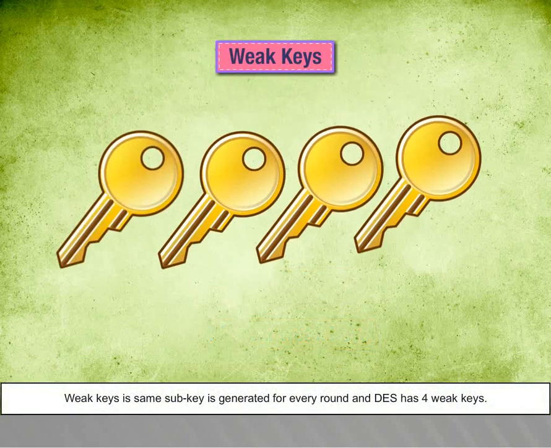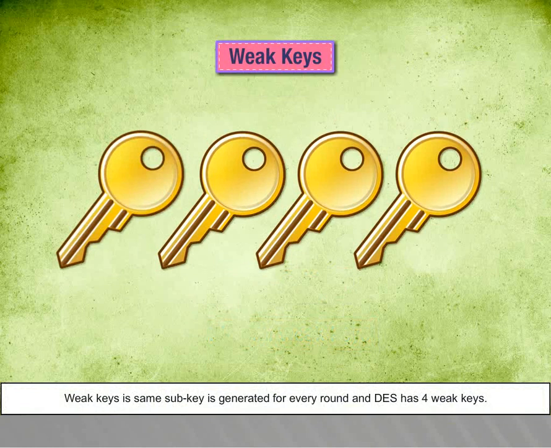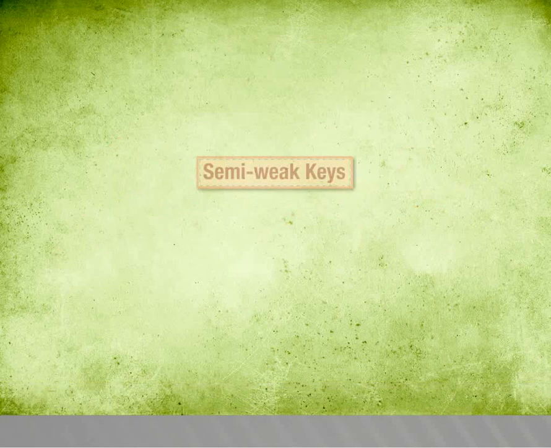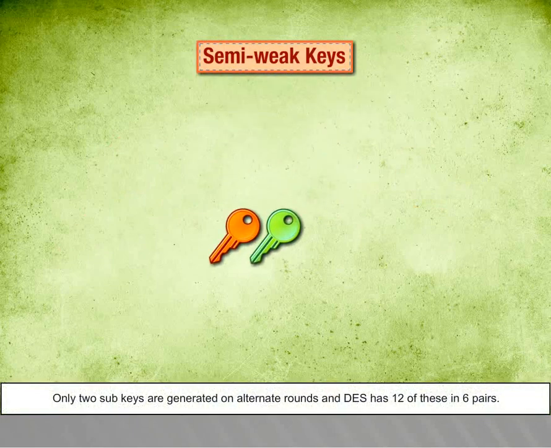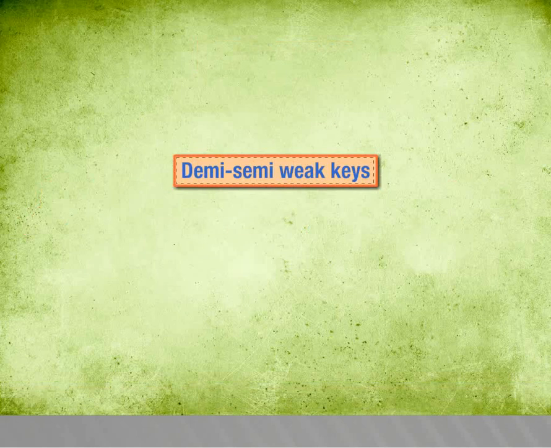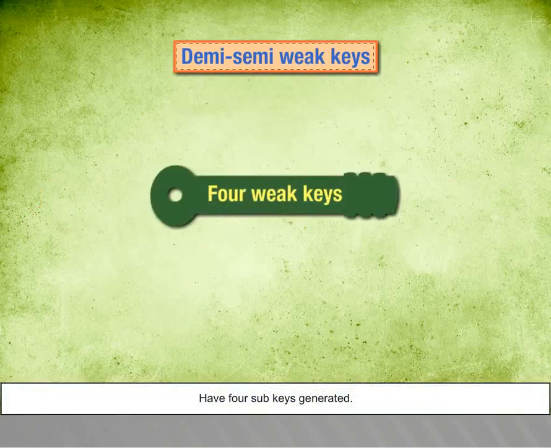Weak keys: the same subkey is generated for every round, and DES has 4 weak keys. Semi-weak keys: only 2 subkeys are generated on alternate rounds, and DES has 12 of these in 6 pairs. Demi-semi-weak keys have 4 subkeys generated.